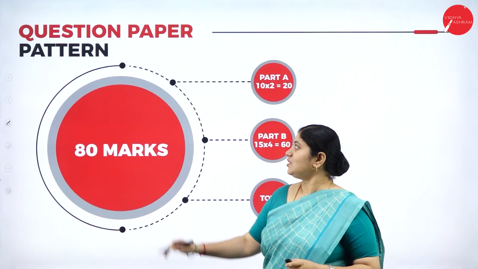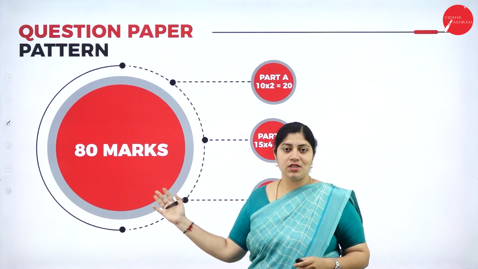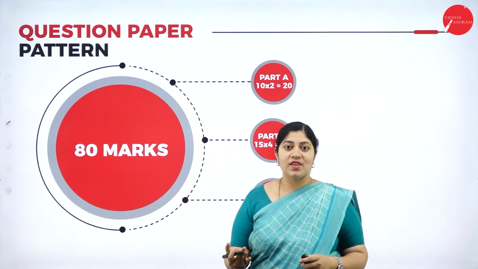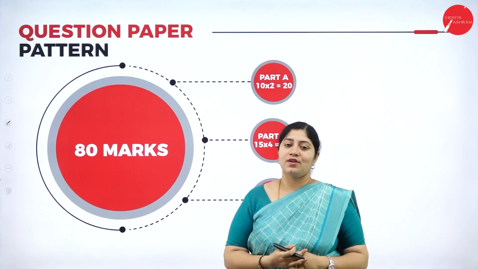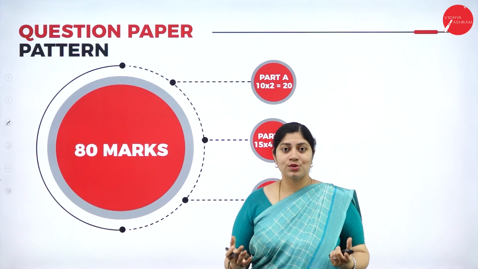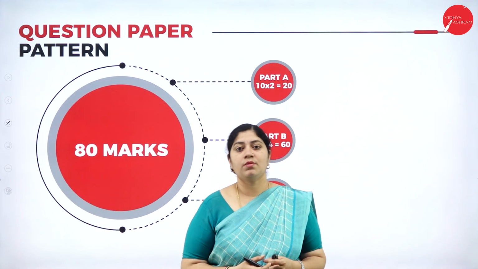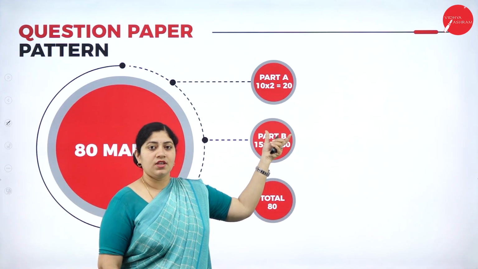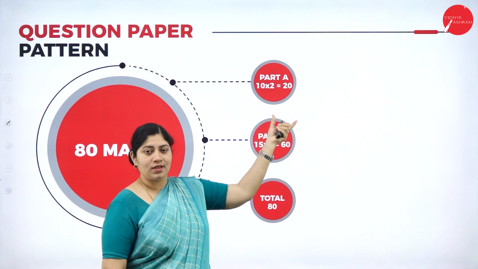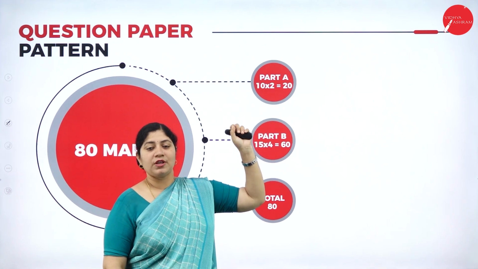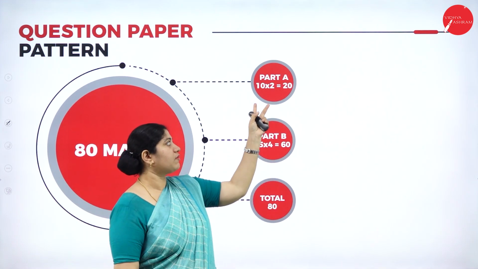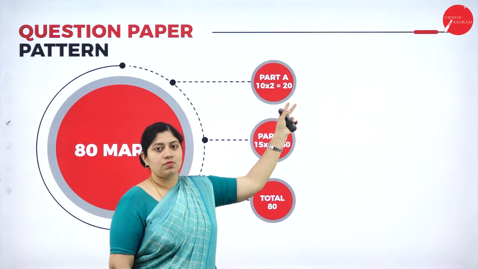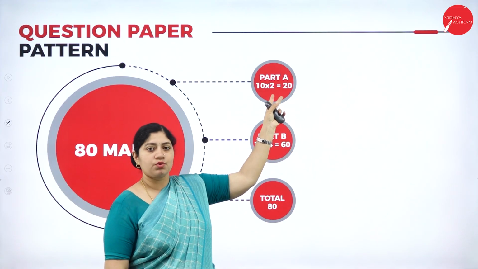Up next, let's see the question paper pattern for 80 marks. 20 marks we have secured in our IA. Up next, how to score 80? It is very easy. Nothing to worry. As usual, there will be part A and part B in your question papers, where part A will be of 20 marks, wherein you'll be having basic questions like 2 marks questions that will be for 10 questions. So 10 into 2 will yield you 20 marks.